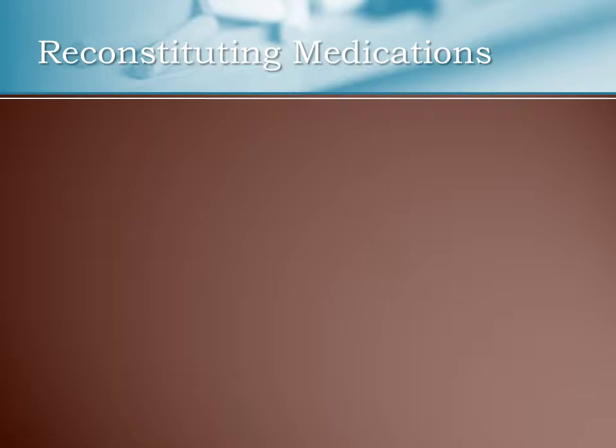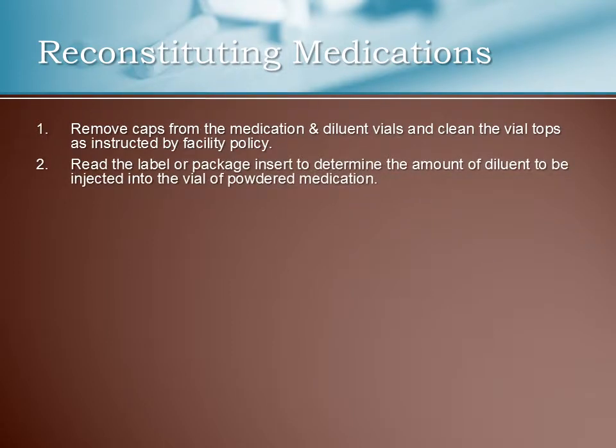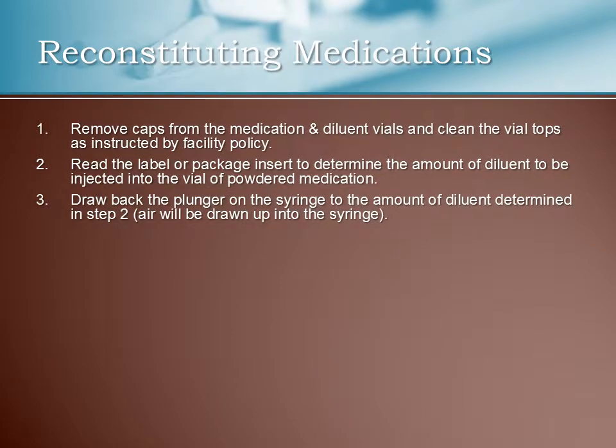We're going to discuss reconstituting medications. You want to remove caps from the medication and the diluent in vials and clean the vial tops as instructed by facility policies. Make sure you read the label or package insert to determine the amount of diluent to be injected into the vial of powdered medications. Then you will draw back the plunger on the syringe to the amount of diluent determined in step 2, and then air will be drawn up into the syringe.